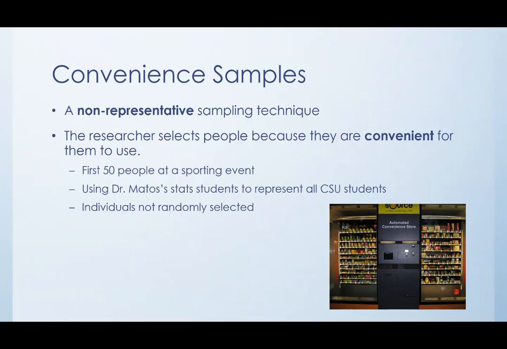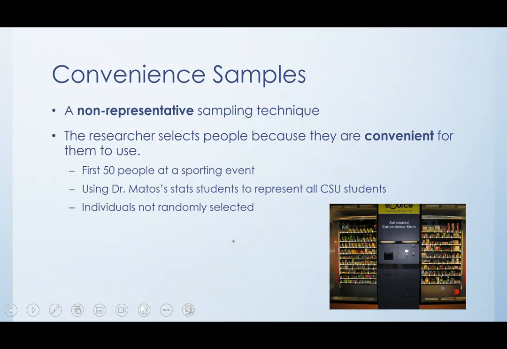An example that I commonly use is saying, hey, let's take my class surveys, which is only students in my stats classes, and pretend that that represents all Clayton State students. My stats students get selected because it's convenient for me to select them, right? It's easy, but they are not representative of all Clayton State students. So the key thing here is that the individuals are not randomly selected.